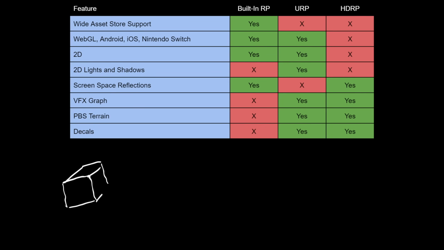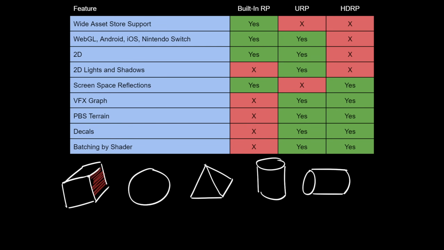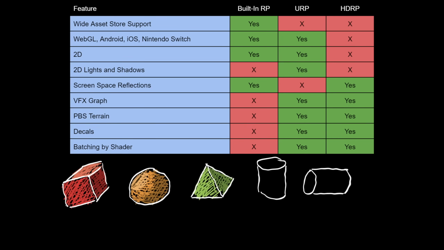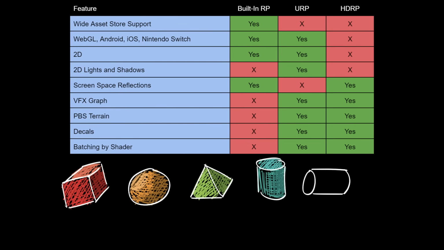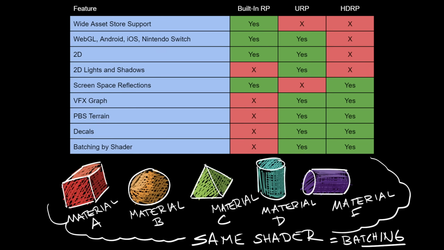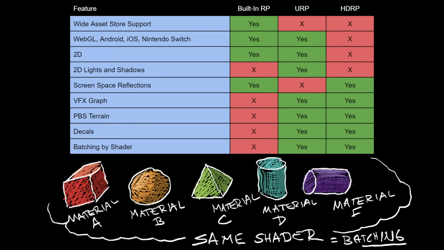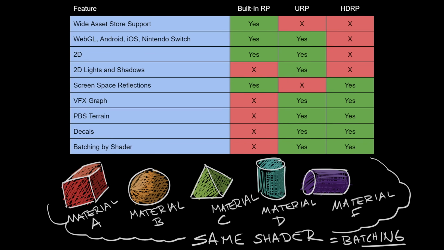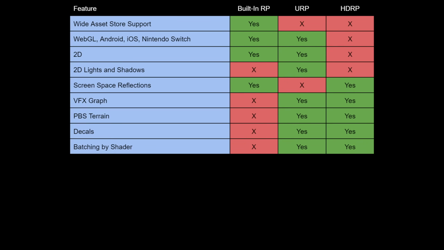If you want to gain some performance by batching of shaders, you cannot pick the built-in render pipeline, but it's supported in both the URP and HDRP. Batching by shader means that you can have many materials that are sharing the same shader, yet they can have different properties applied to them, and they'll still get batched for additional performance. One of the limitations in the built-in render pipeline was that if you copied and instanced multiple versions of a shader or material, then that required some additional power, reducing your performance.